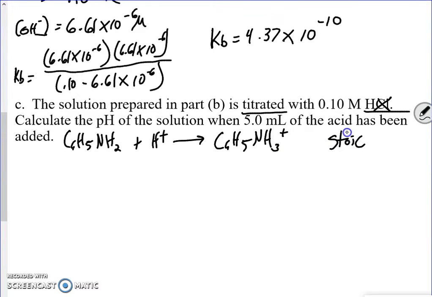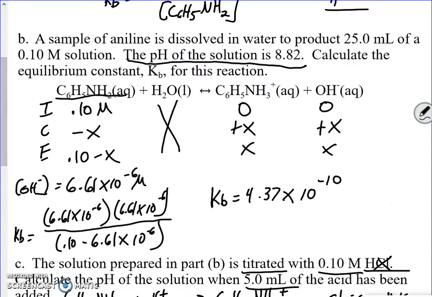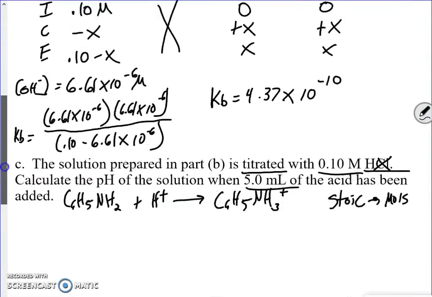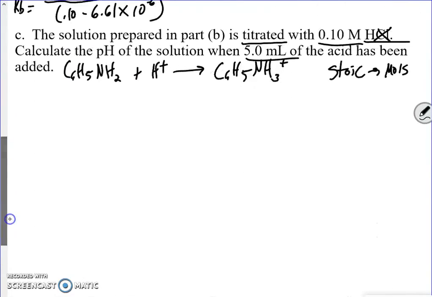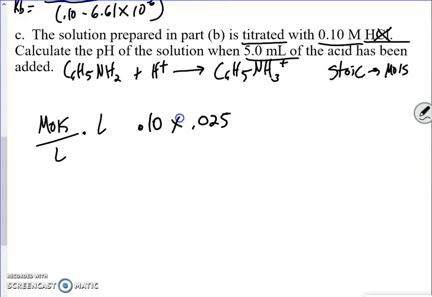So to do stoichiometry, remember we need moles, so we need to calculate our mole values. Well, how do we do that? Well, we know our molarities and we know our volumes, and we can jump back up here to part B to get the molarity and volume of our other ones. So up here, we have a 0.1 molar solution and a 25 milliliter solution. Well, to find moles, remember, we take our molarity, moles over liters, and multiply it by our liters. So molarity is 0.1, correction, there we go. It's 0.1 times 0.025 liters, and that's going to give us 0.0025 moles, and that's for our aniline.